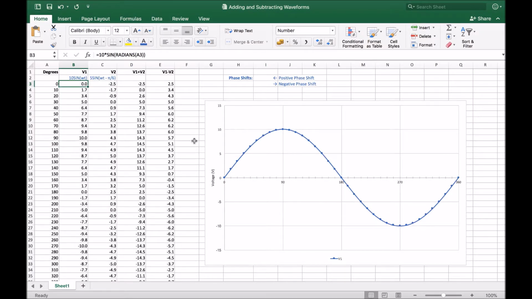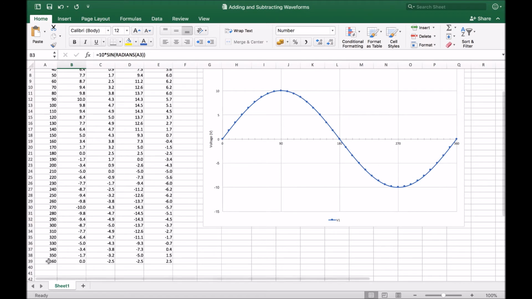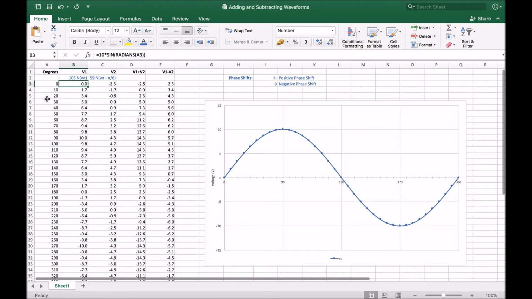Welcome to this video on adding and subtracting waveforms. In this video we're going to look at two waveforms, and these waveforms are two AC voltages that take the form of sine waves. Down the left hand side you'll notice the first column is marked degrees, and I've gone from 0 all the way down to 360 degrees, going up in 10 degrees at a time.